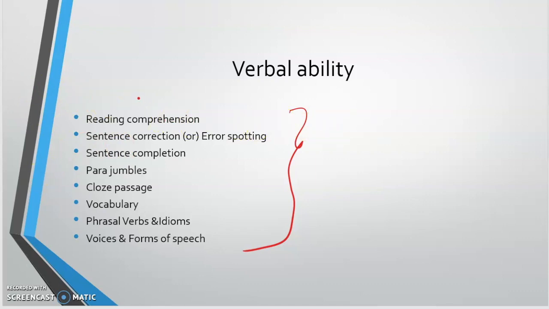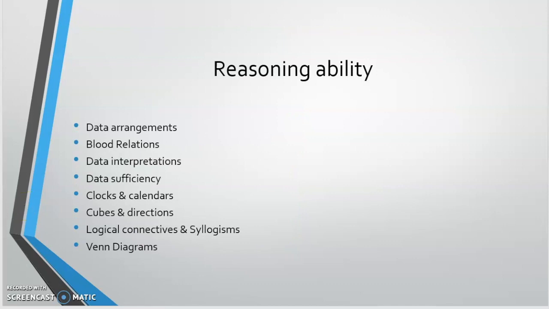Moving on, the next section is reasoning ability. In reasoning ability, you have data arrangements, and data arrangements can be given in linear, circular or multi-dimensional form, so be prepared for all 3. And blood relations, which is a very easy topic. Again, in data interpretation, we have 4 types: line chart, bar chart, tabular column and pie chart. And data sufficiency, where you are asked whether the data in the statements is sufficient to answer the question. Clocks and calendars, cubes and directions, logical connectives, syllogisms and Venn diagrams.